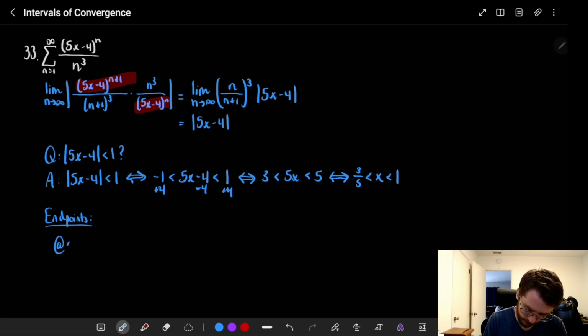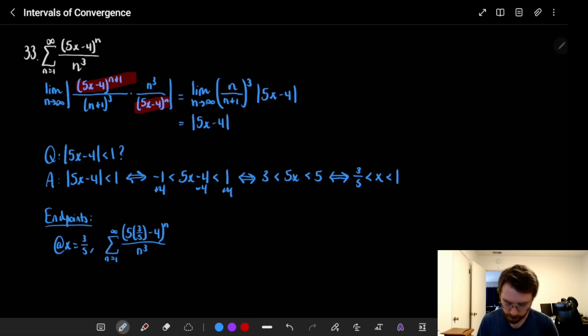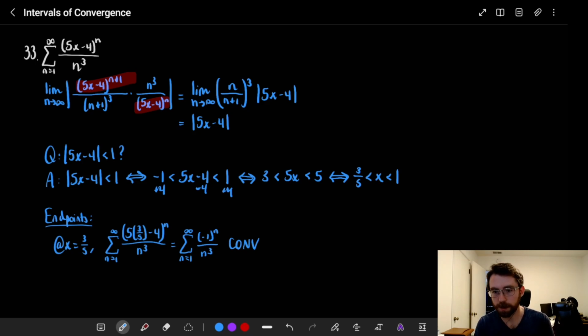So at x equals 3 over 5, we're looking at the series, n equals 1 to infinity, of (5 times 3/5 minus 4) to the nth power over n cubed. You should pretty much always get nice cancellation when you plug in endpoints here. In our case, 5 times 3/5 is 3, minus 4 is negative 1. So I get an alternating series, similar to, I think, the first problem. We know this is convergent because it's absolutely convergent, because 1 over n cubed is a p-series that converges. Or you can do the alternating series test.